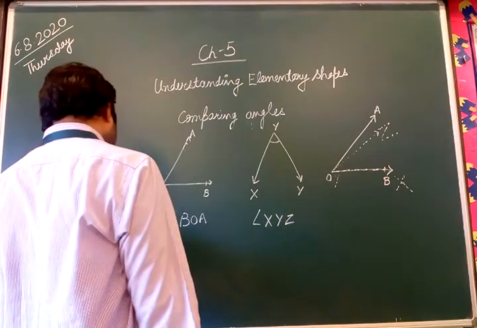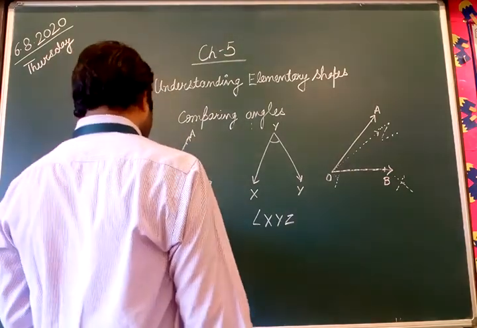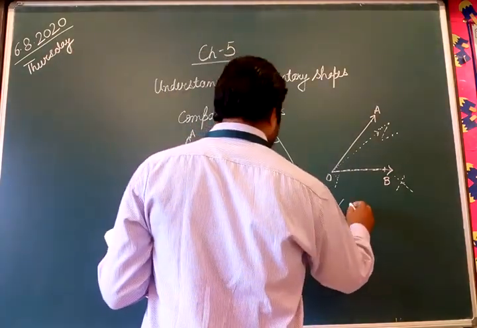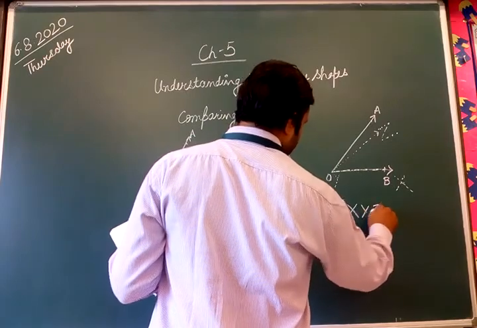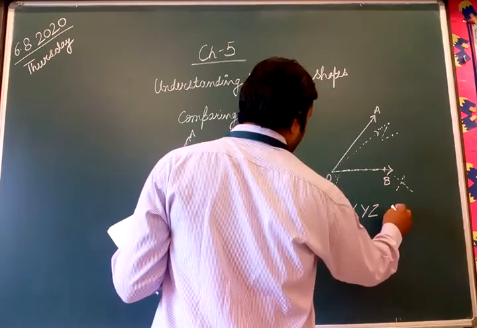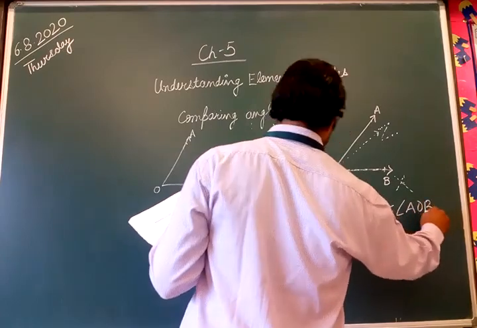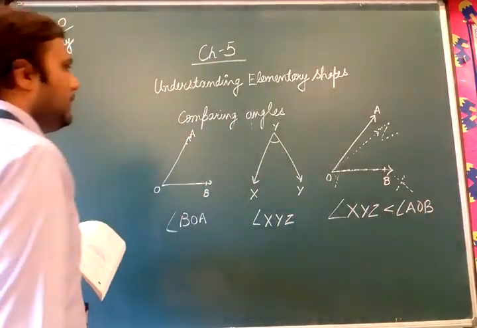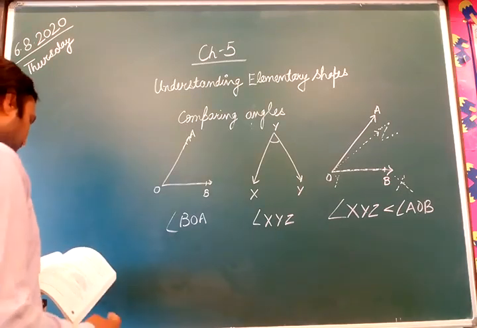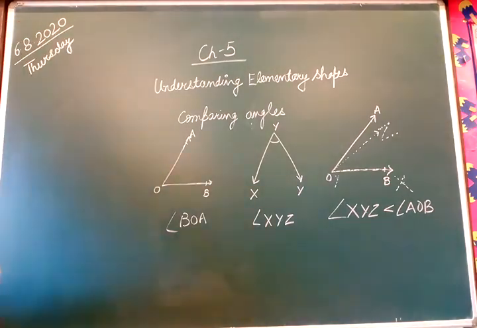Now you can easily compare which angle is greater. So we can say that angle XYZ is smaller than angle AOB. So in this way, we can compare the two angles easily.